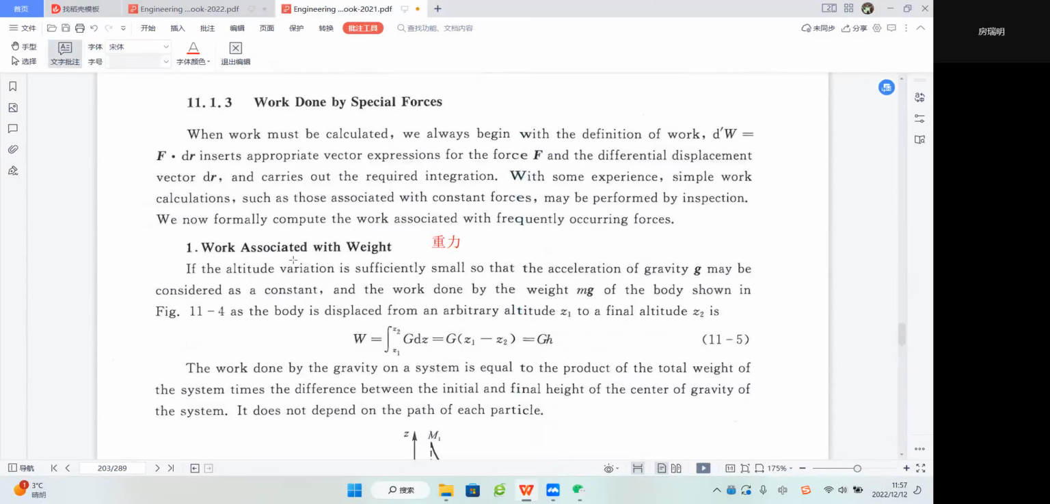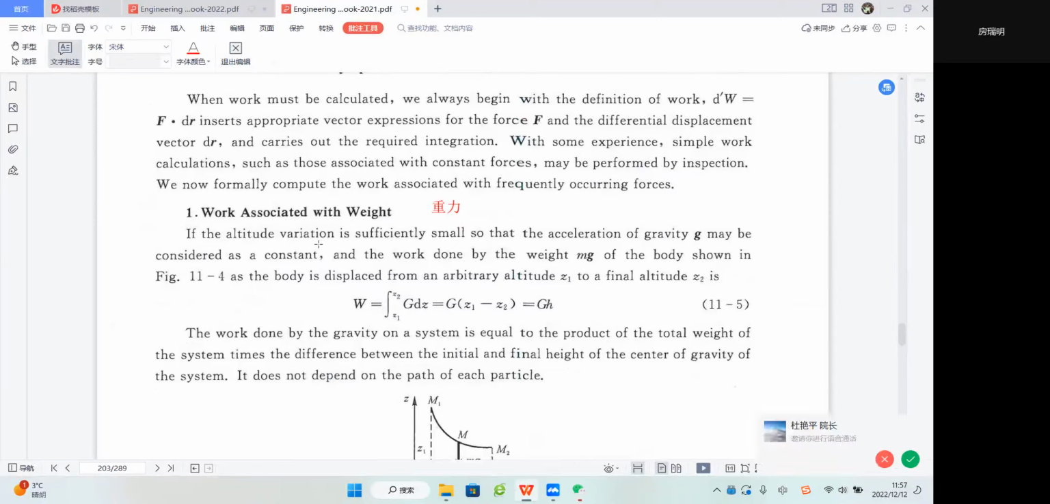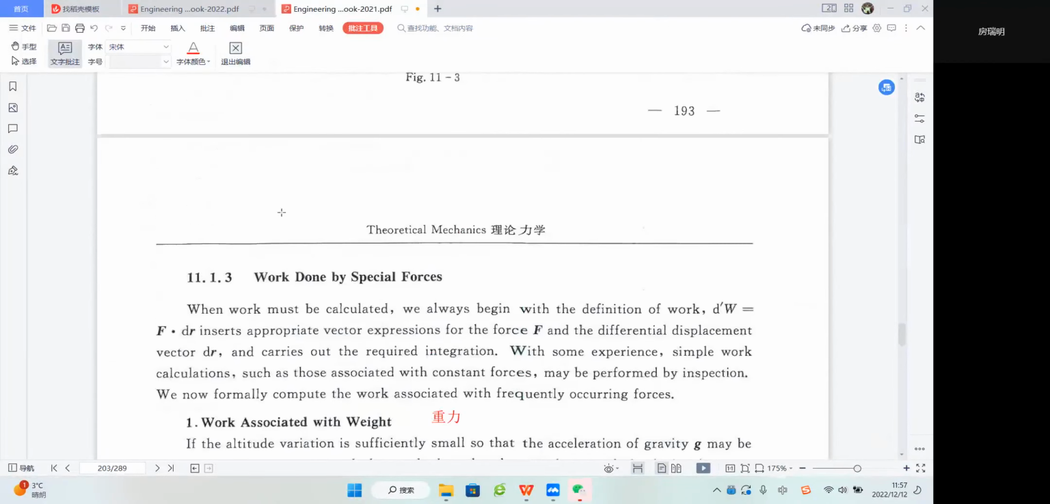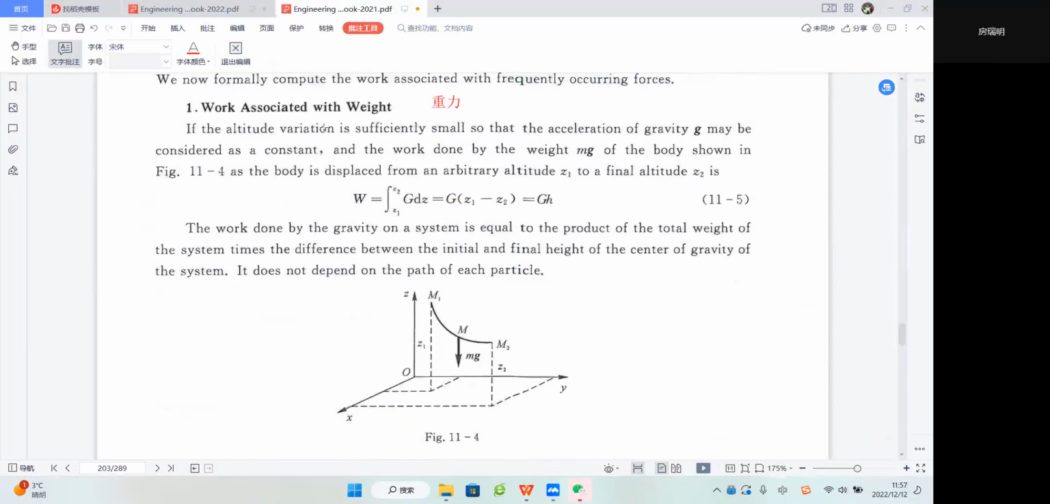Because we don't have time to finish this, maybe we will continue next time. Next time we will use different kinds of processes to find work.